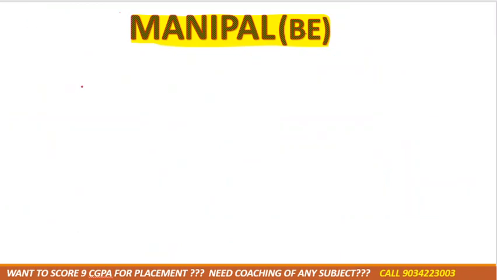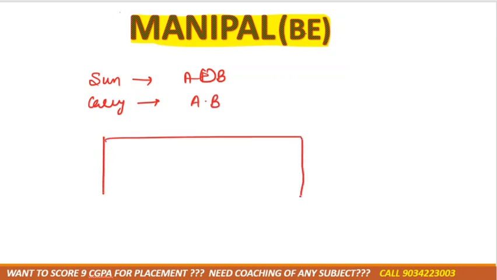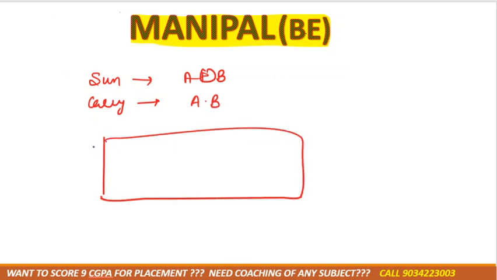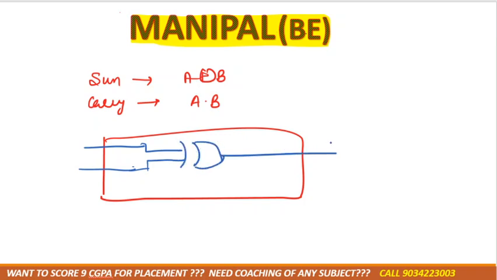As you know, the half adder sum expression is A XOR B, right? And the carry expression is A dot B. So in short, if I draw the half adder, this is the box of the half adder. In this we are providing two inputs, right? For the sum we'll draw this box for the XOR gate, and then the AND gate, with inputs A and B.